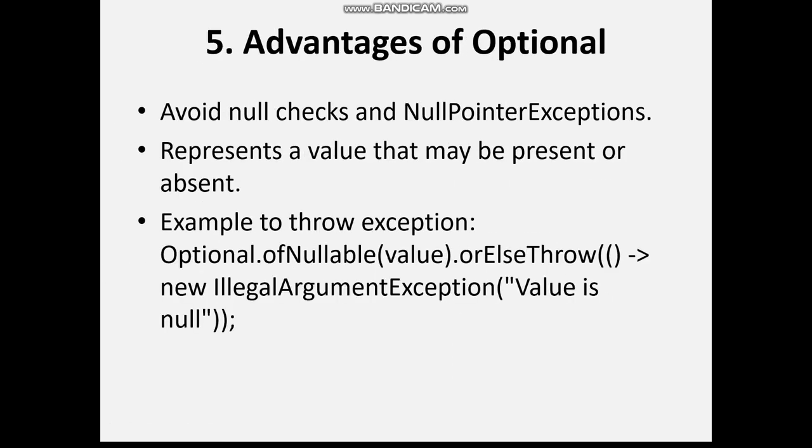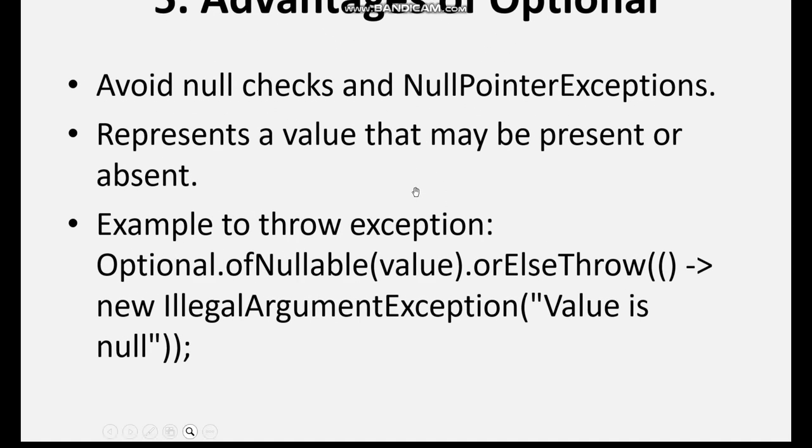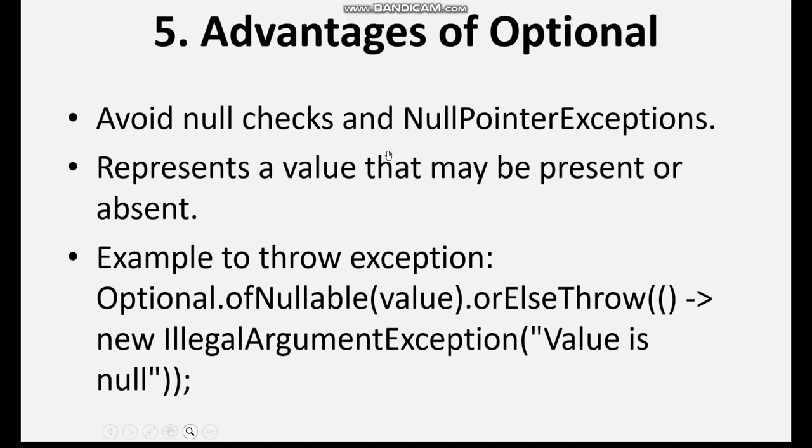Now the fifth question, about the Optional class. There are two separate videos on my channel, you can just go through them. I have explained it in more detail there: it avoids null checks and null pointer exceptions. So we can return some alternate value using the Optional class. That is the main advantage, that our code will not break, and we can return some alternate value if a value is not present, instead of throwing the null pointer exception.